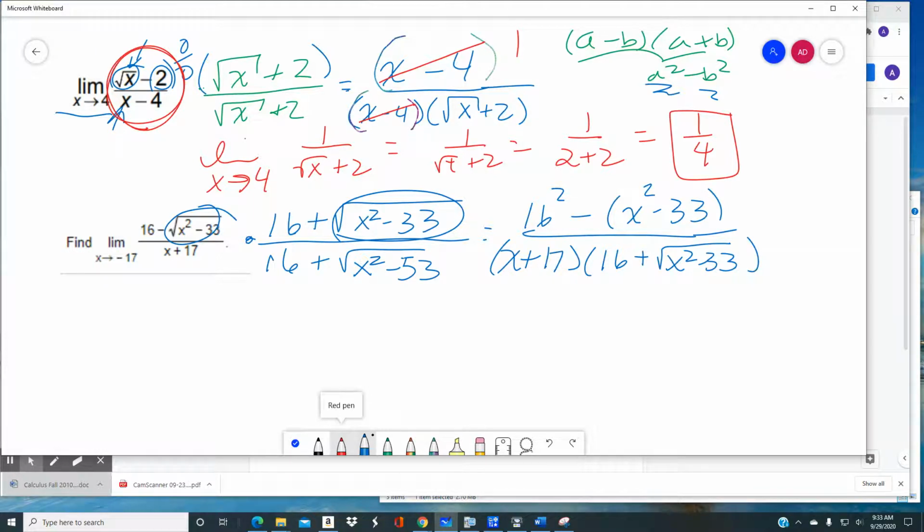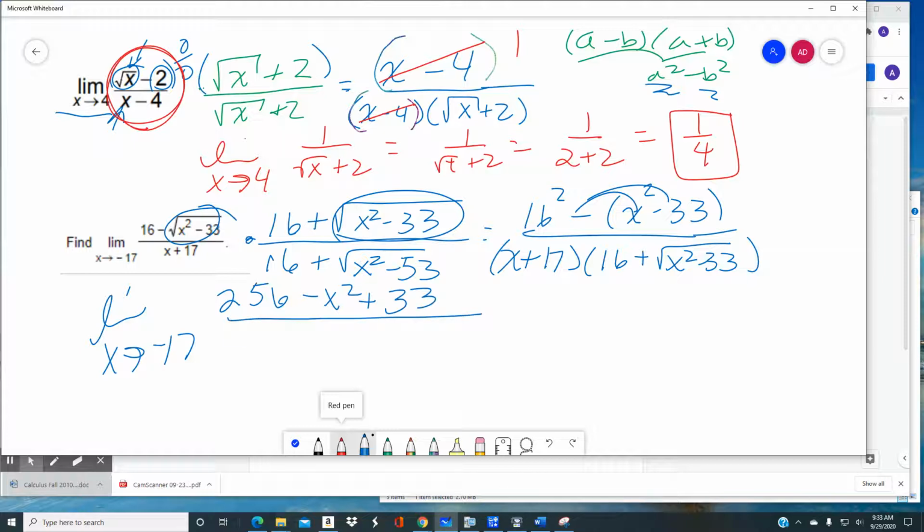Okay, so 16 squared. You all knew it was 256, right? Minus x squared minus, which is a plus because we're distributing, plus 33. And in the denominator, I'm left with x plus 17, and I still have 16 plus the square root of x squared minus 33. I know it looks a little funny, but you can handle it. I think the problem that some people will forget is distributing that negative, but not you. So I end up getting 289 minus x squared.